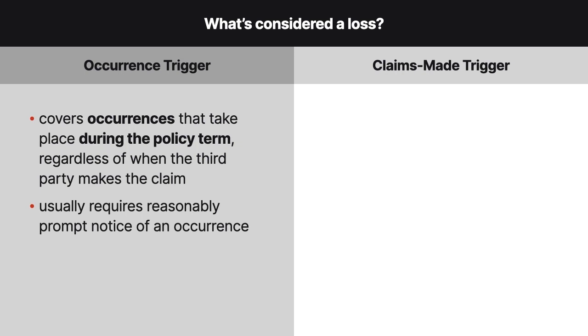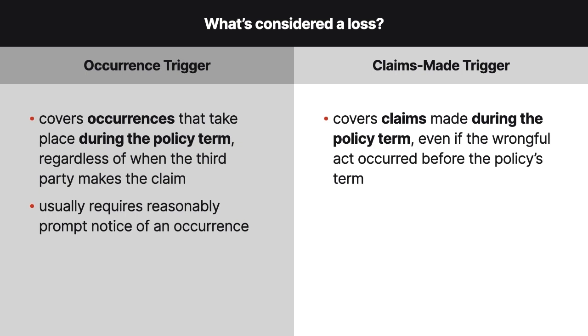If a policy has a claims-made trigger, the policy covers claims made during the policy term, even if the allegedly wrongful act occurred prior to the policy's term. In a claims-made policy, the loss notice condition usually requires that the policyholder give the insurer immediate notice of a claim.